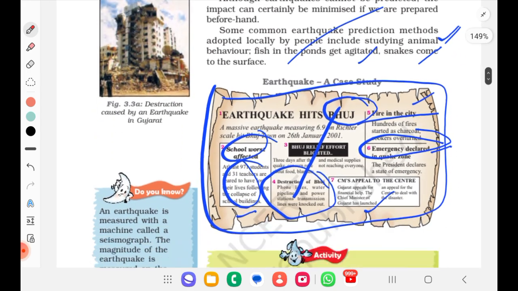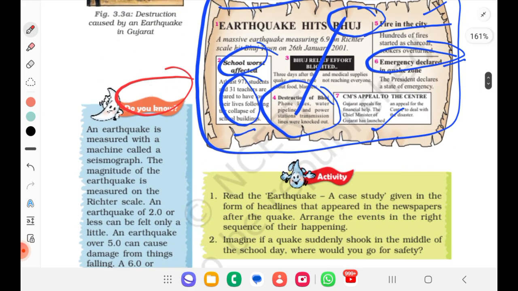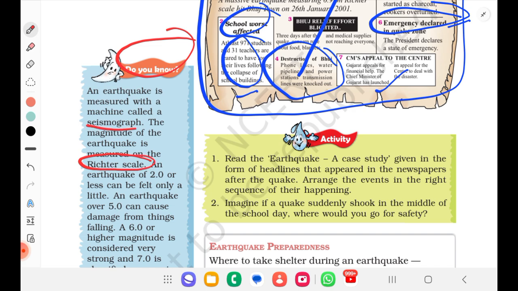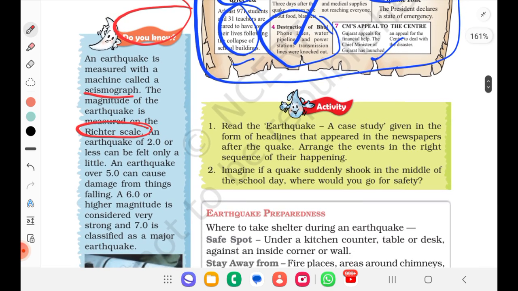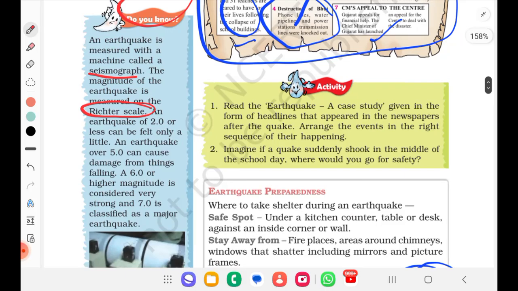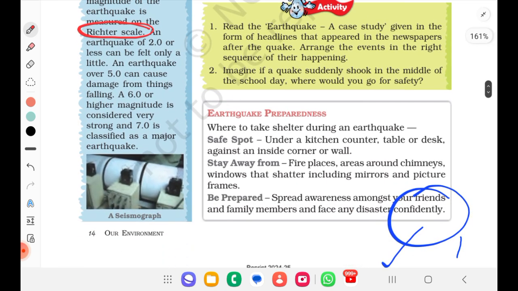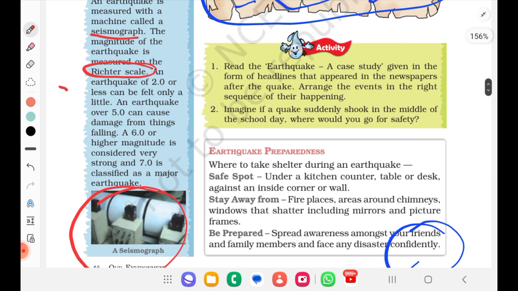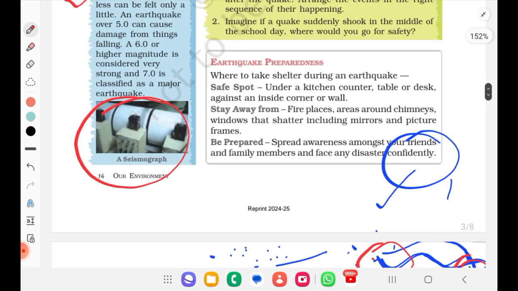Next we have one more. Do you know? An earthquake is measured with a machine called a seismograph. The magnitude of an earthquake is measured on the scale called the Richter scale. An earthquake of 2.0 or less can be felt only a little. An earthquake over 5 can cause damage from things falling. A 6 or higher magnitude is very strong, and 7 is classified as a major earthquake. See, this is a seismograph to measure the earthquake. To measure the magnitude, we have the Richter scale. That is the only fact to be known.